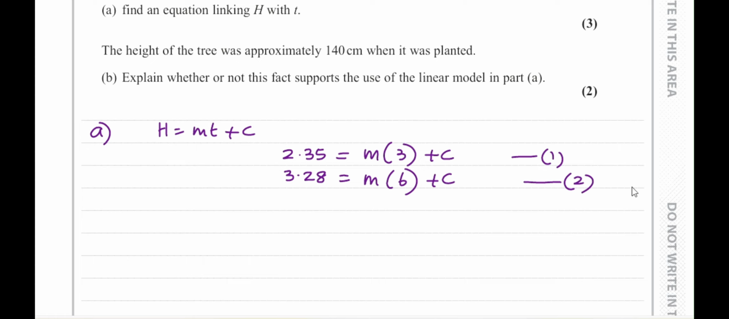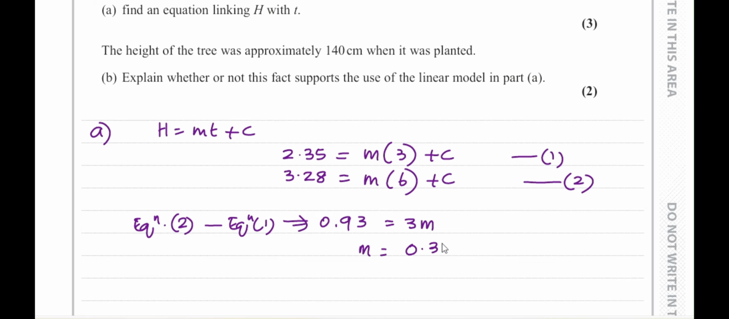So we have to eliminate m to get the c, or we have to eliminate c to get the m. So let's do one thing. Let's write equation 2 minus equation 1. That will give us 8 minus 5, 3, 12 minus 3, 9, 0.93 equals 3m, leading to m equal to 0.31.